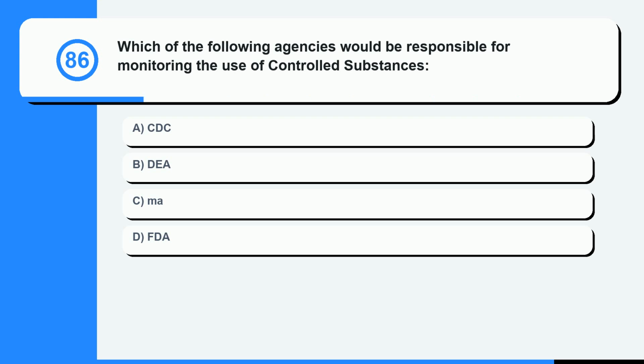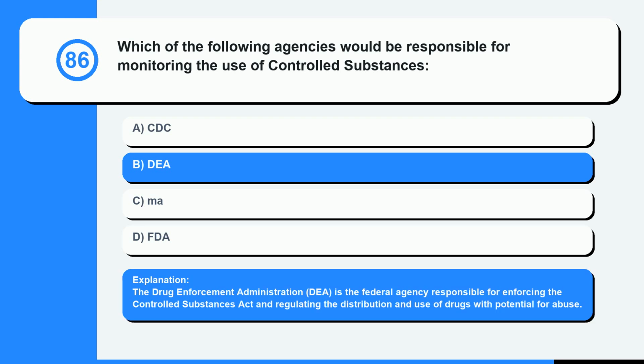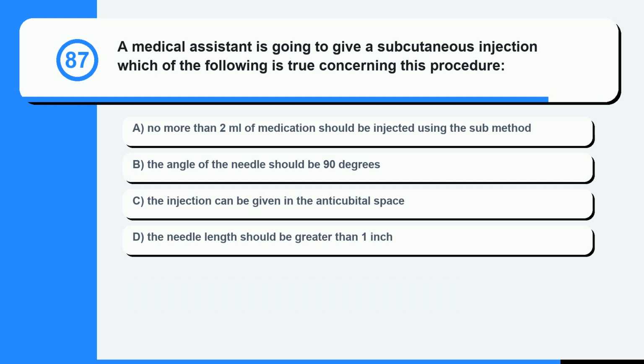Question 83. Which of the following drugs would be used to treat GERD? A. Claritin, B. Nexium, C. Nuprin, or D. Celexa? The correct answer is B. Nexium. Nexium, esomeprazole, is a proton pump inhibitor, PPI, that decreases the amount of acid produced in the stomach. It is used to treat symptoms of gastroesophageal reflux disease, GERD, and other conditions involving excessive stomach acid.